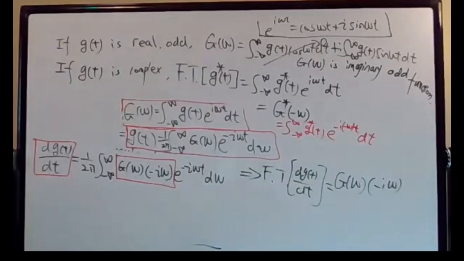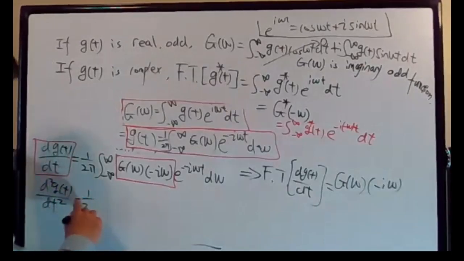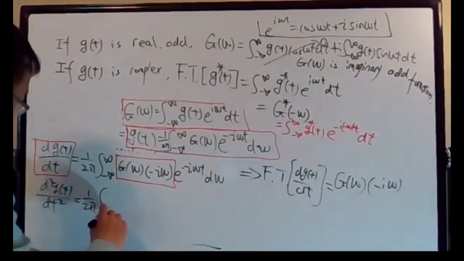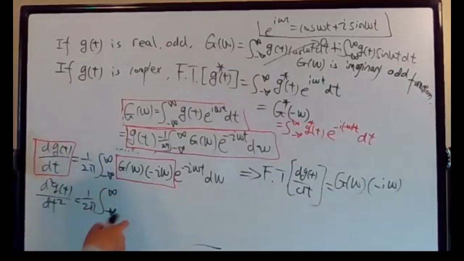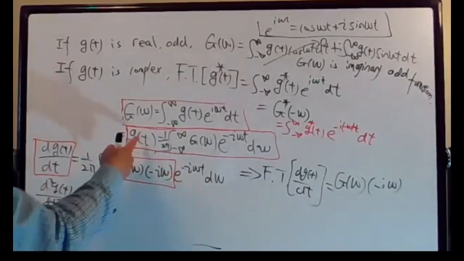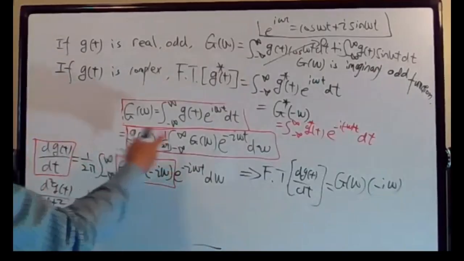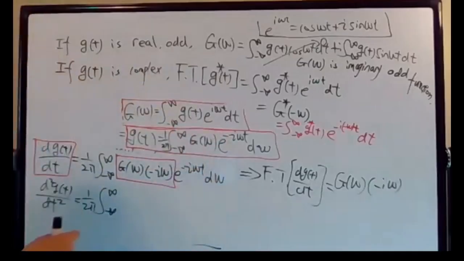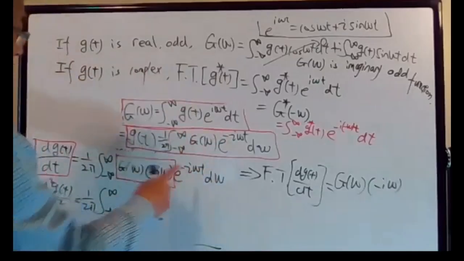Okay. Now, what if I take another derivative? Let's take another derivative, the second derivative of g(t) with respect to t squared, and this is 1 over 2 pi, integral from negative infinity to infinity. On the right-hand side, we take a derivative again. There's only one term that has the t.